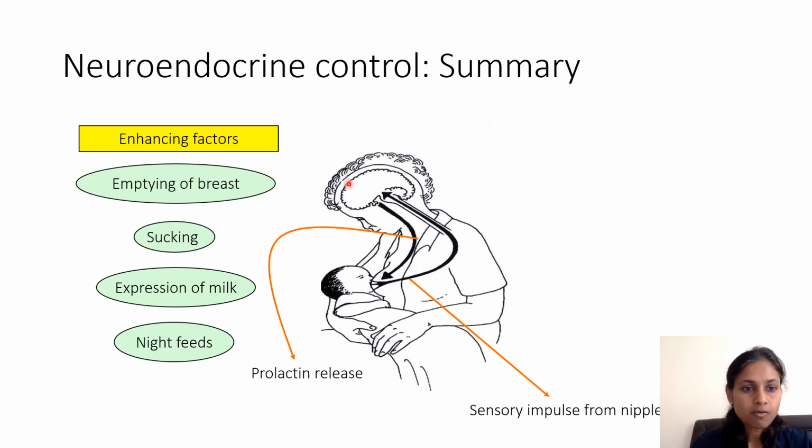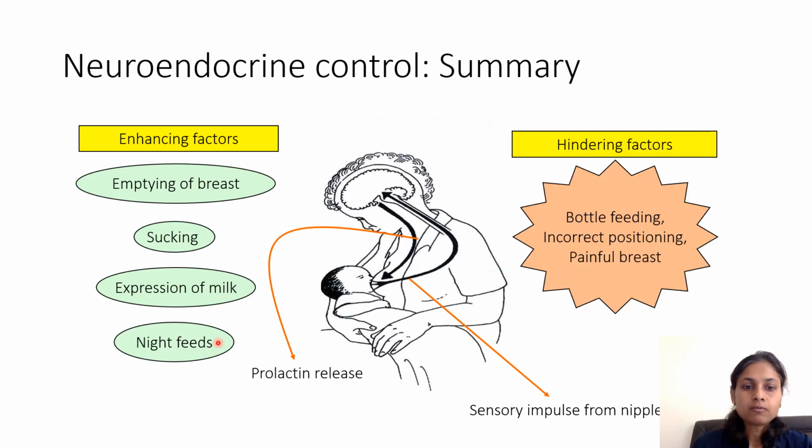So in summary, what are the factors which enhance breast milk production? Definitely, as we saw, we need to regularly empty the breast, that is by suckling of the infant or by expression of milk through breast pumps or manual expression, and preferably night feeds. And what are the factors that hinder this? Of course, if the baby is bottle feeding, or if there's an incorrect position which is not allowing for adequate removal of milk from the breast, and if the mother has a painful breast. These are the hindering factors.